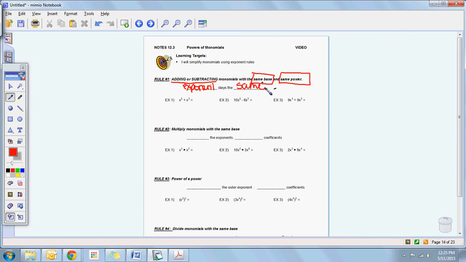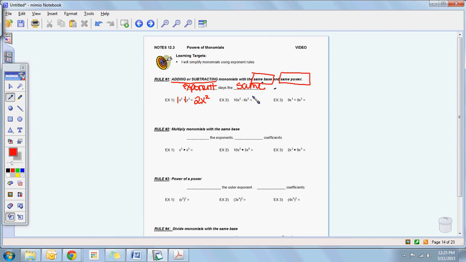And then we're going to add or subtract those outside numbers. So here, pretend it's a 1x plus a 1x. We're going to keep x squared exactly the same, and we're going to add those coefficients, the number on the outside. So 1 plus 1 is 2. So 2x squared would be my answer.